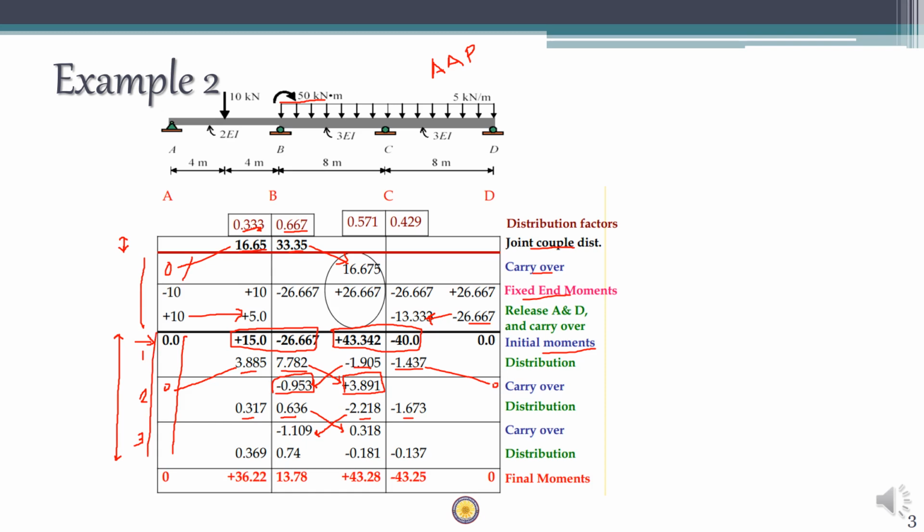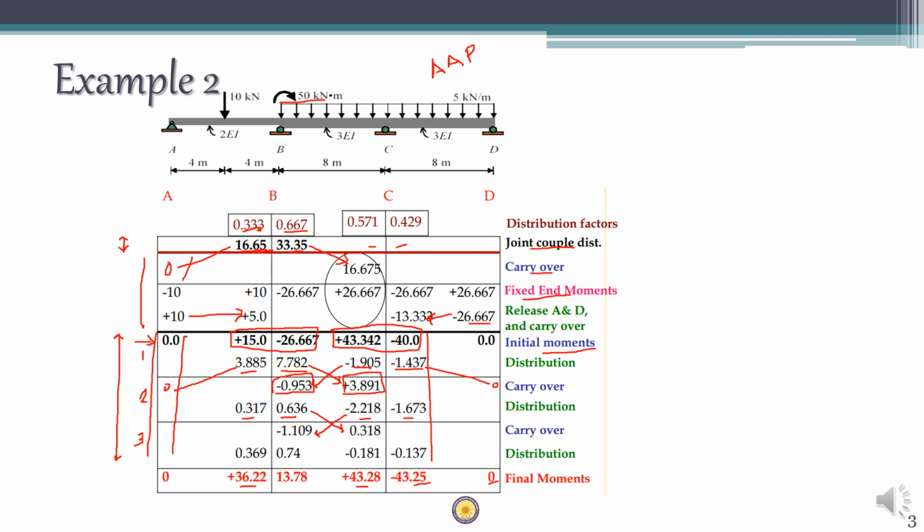So if you are talking about this column, you have to take first 16.665 plus 15 plus 3.885 plus 0.317 plus 0.369, so you get 36.22. Here you have to take 33.335 minus 26.667 plus 7.782 minus 0.953 plus this one minus this one and plus this value, you get 13.375. Here we don't have any values, so these are zeros, so you have to take the sum from here to here, you get plus 43.28. From here to here, you sum all these values, you will get this particular value, zero at the simple support, right?